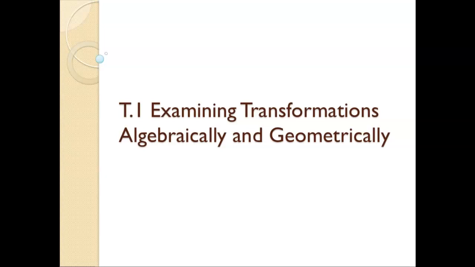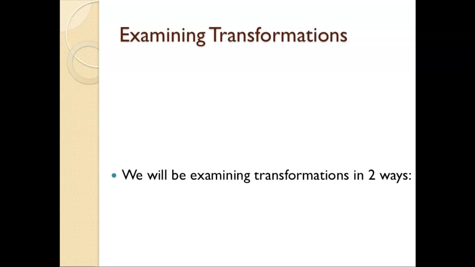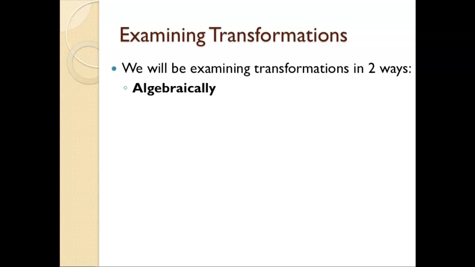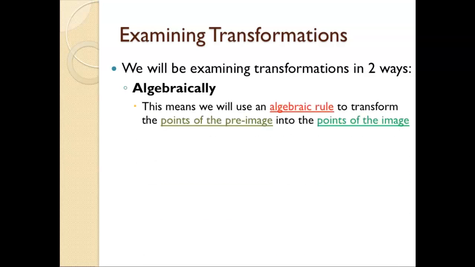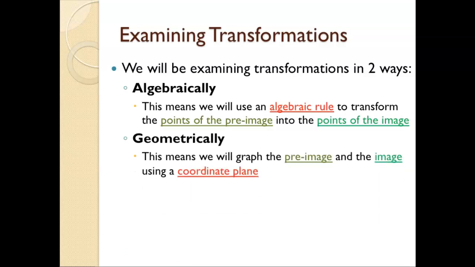So what does this mean? Well, when we're talking about changing something algebraically, we mean that we are going to use some sort of algebraic rule to transform the points of the pre-image, which is the original image, into the points of the image, the resulting image. Now, when we're talking geometrically, we will be graphing the pre-image and the image using a coordinate plane. So we'll be able to see, after we've done some algebraic transformation, what that actually looks like geometrically when we graph it.